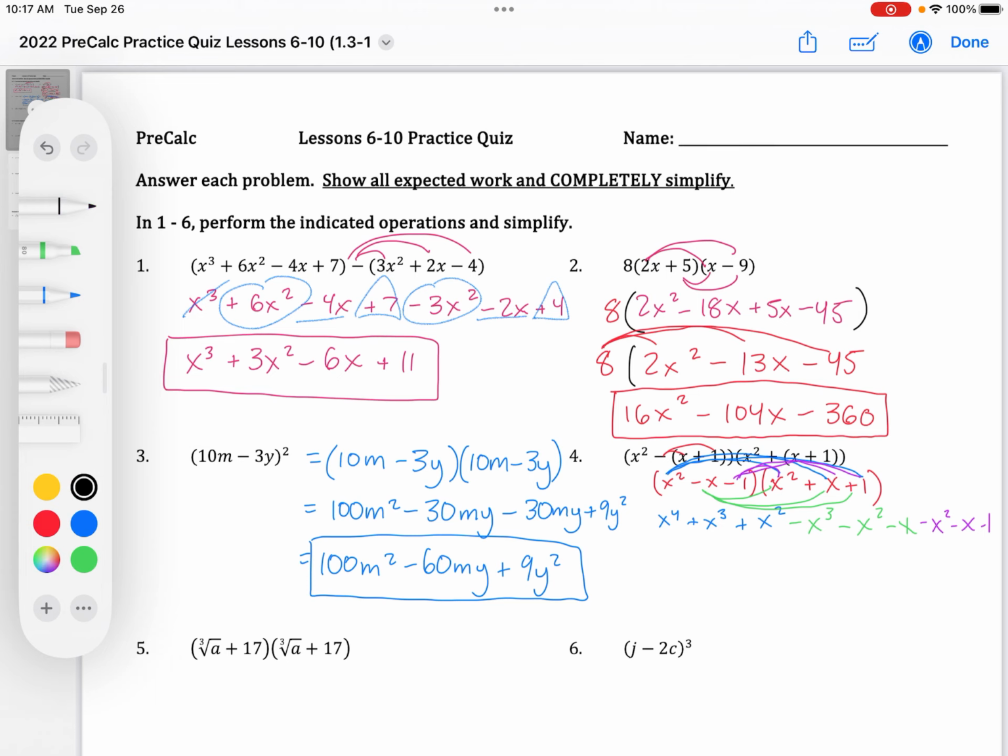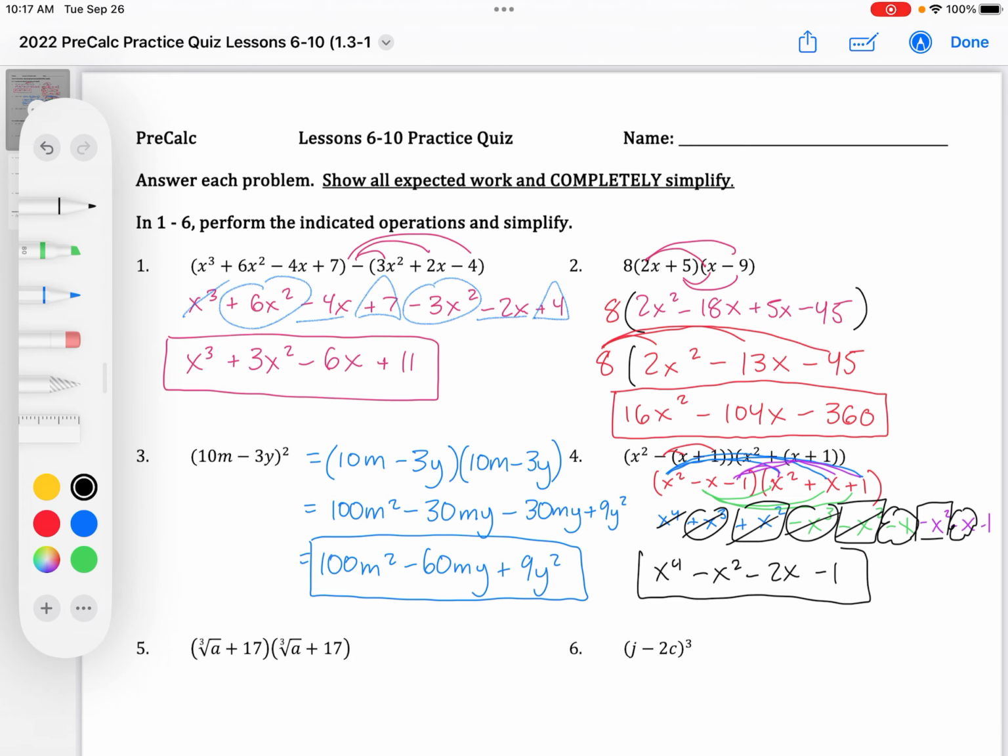Now we're going to combine our like terms. So I only have this x to the 4th all by itself. I have a plus x cubed and a minus x cubed, so those are actually going to cancel. And then same with the x squareds. This x squared and this x squared cancel. But I do still have this minus x squared towards the end here. All right, then I have a minus x and a minus x, that's minus 2x, and minus 1 at the end. And that is it. So all our like terms are combined.